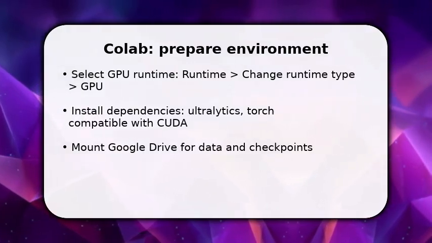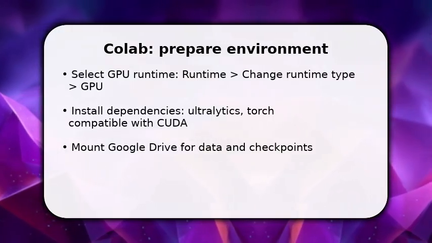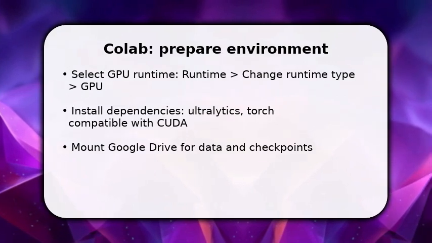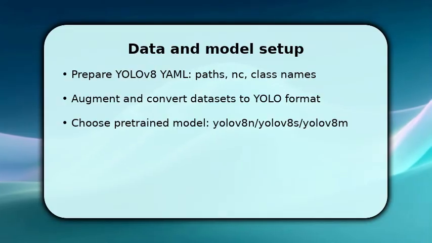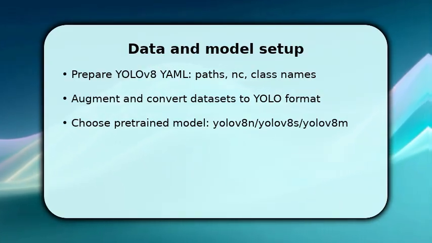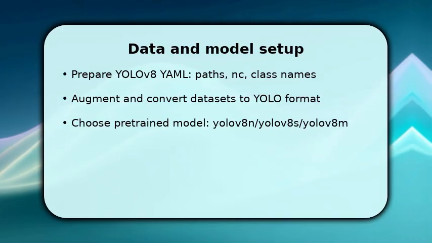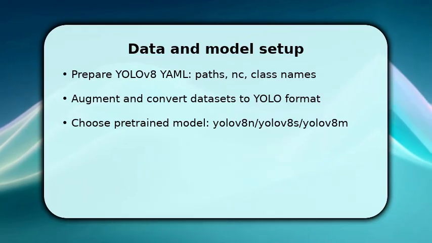You'll run these commands in separate cells to catch errors early, and you'll verify GPU availability with NVIDIA SMI before proceeding to data preparation. Once your drive is mounted, convert or verify your dataset is in YOLO format and split into train/val. Then create a YAML config that points to those paths and sets NC and class names. This tells YOLOv8 what to expect.